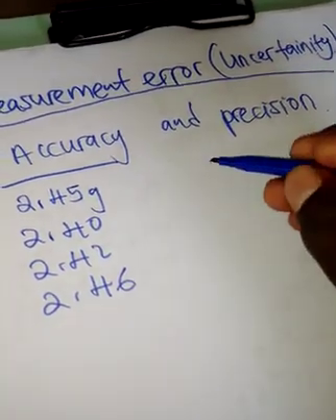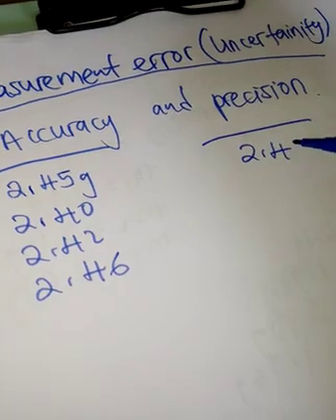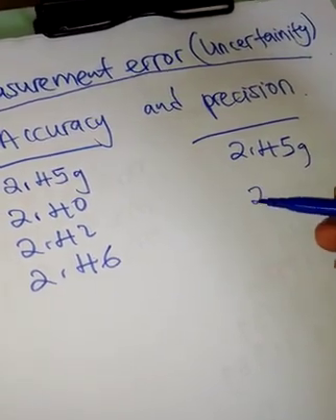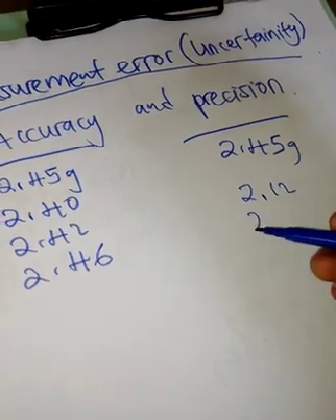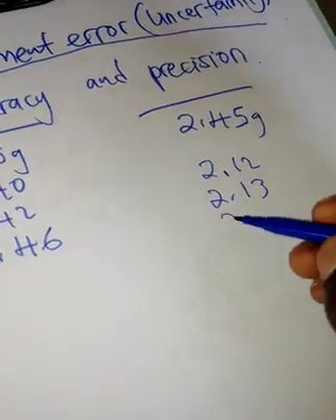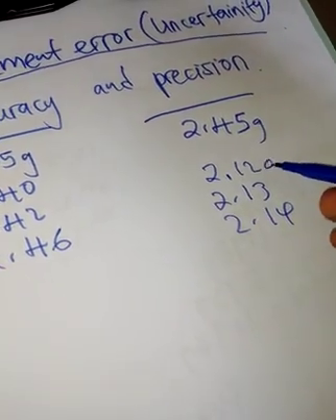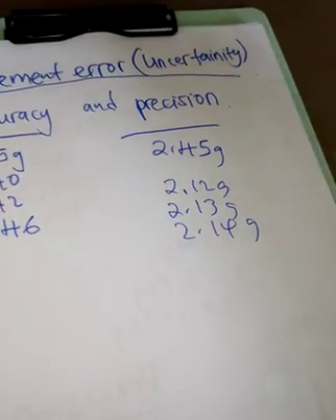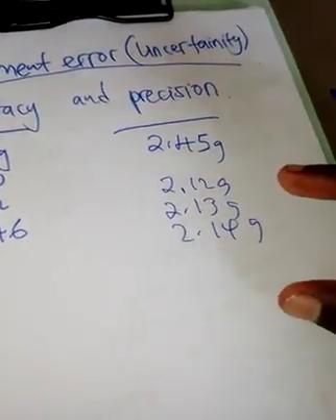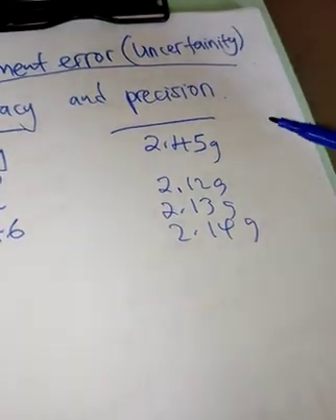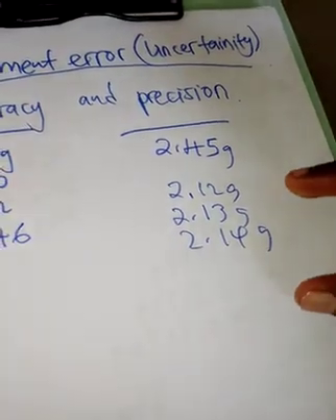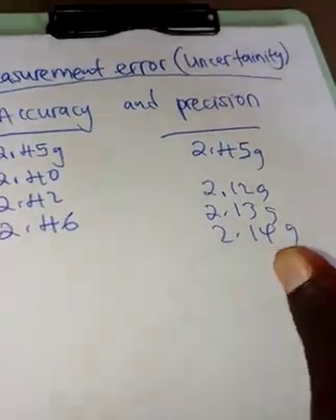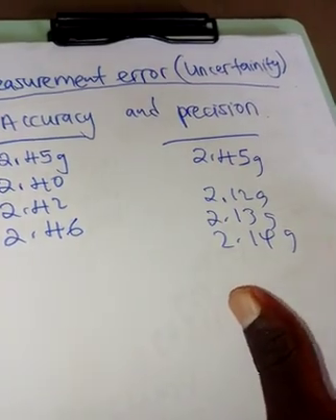Then what about precision? Let's say the true value is 2.45. Then you measure other values, let's say 2.12, 2.13, 2.14 grams, like that. So precision simply refers to how close the measured values of the same quantities are with each other. For precision, we talk about how close those values you are measuring are to each other without even considering the true value.